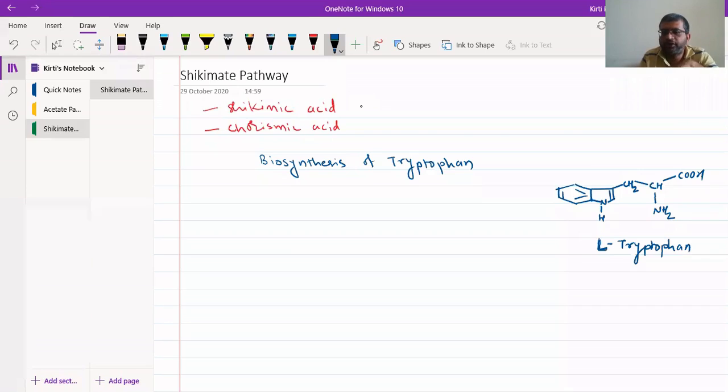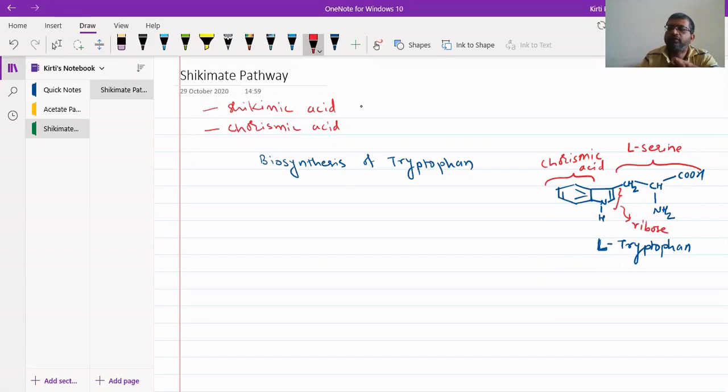In this, it is this indole ring, and this part comes from serine when we are biosynthesizing tryptophan. This particular part will be coming from serine, while this part will be coming from chorismic acid, and these two carbons will be coming from ribose.